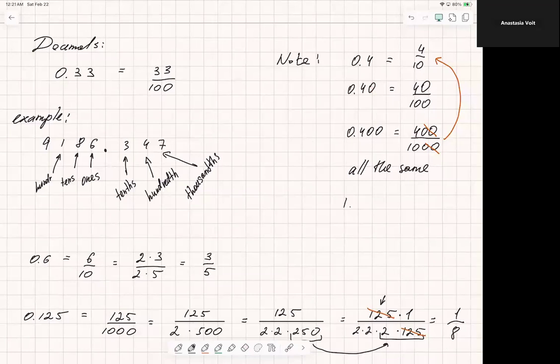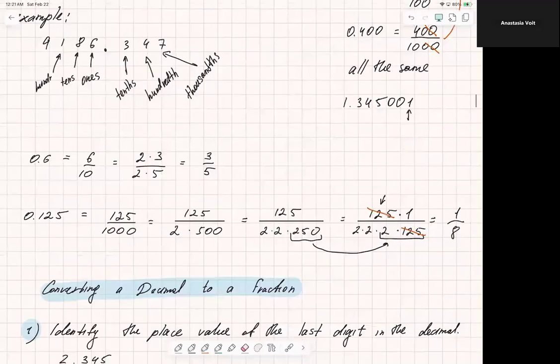Or maybe even 1.345. So 5 would be the last significant figure here. So we don't have to write any zeros here. If, for example, we have a number that is 1.3450001, in this case, this 1 would be the significant figure that we should write. Okay, if there is nothing after it, or if there are zeros, we can skip them. We can just omit them and not write them. Okay. All right, so we also worked with 0.6, converting it into fractions, and 0.125, we tried to convert it into a fraction, and we got 1 over 8.